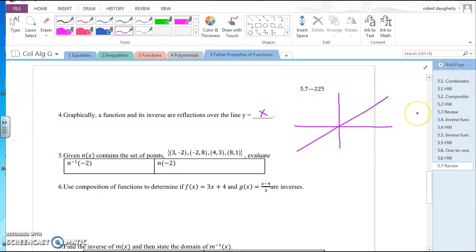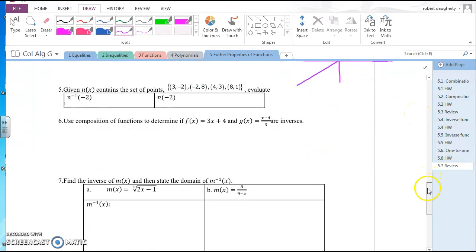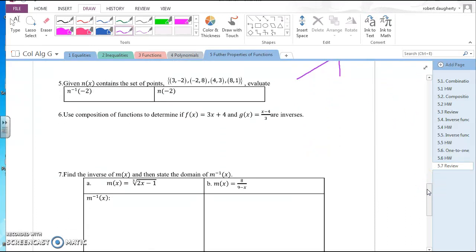Next, I'm giving you the definition of a relationship and asking you for certain things. So n has these points. Evaluate, let's start with this one, n of -2. So I look at the -2 right here for the x value. If I were to plug a -2 into n, what would I get? The answer is 8. That's what this means. When you plug a -2 in, you're going to get 8 as your answer.